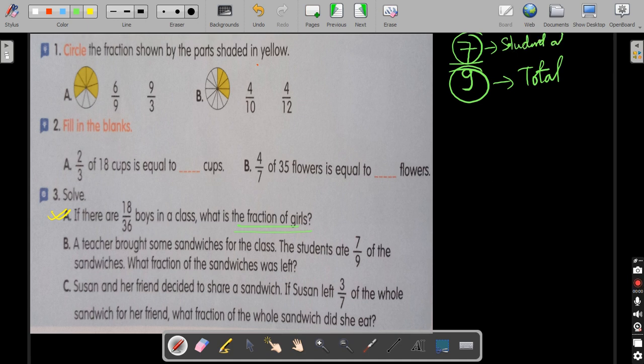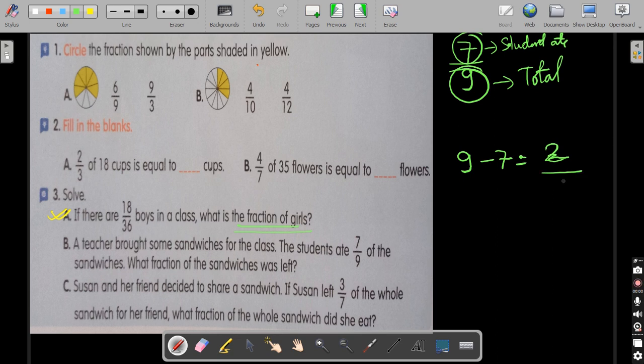The student ate 7 parts already of the total. Now what is remaining? So next stage, how will I calculate? I will do 9 minus 7, because total is 9 and 7 they already ate. So what is remaining? That is your 2. How much is remaining? 9 minus 7, 2.